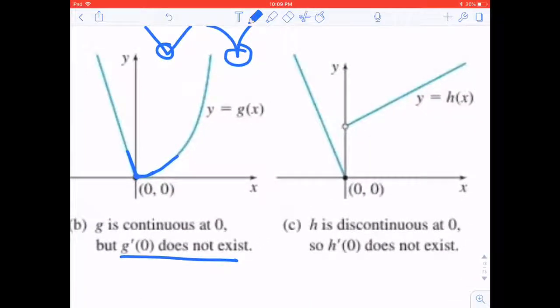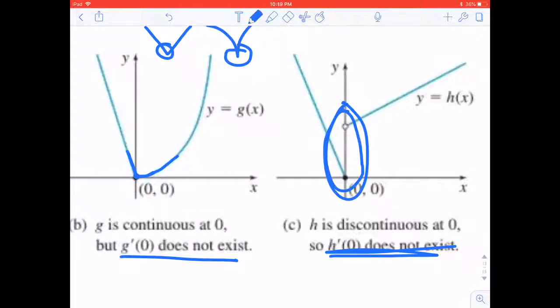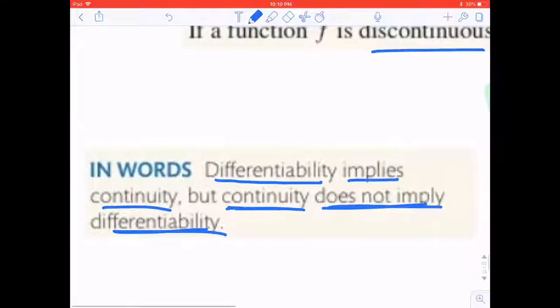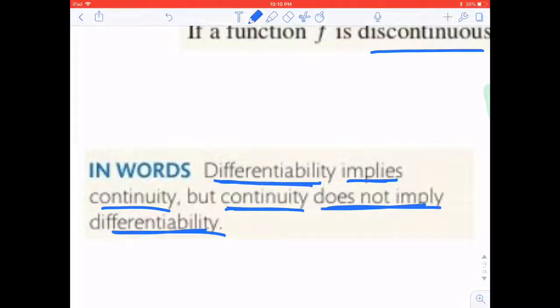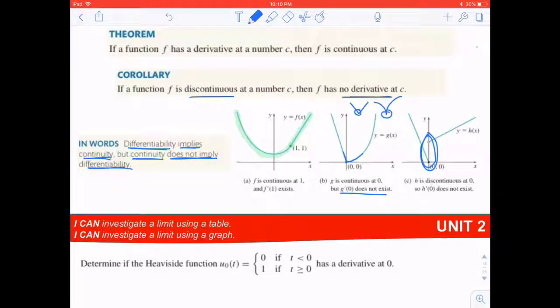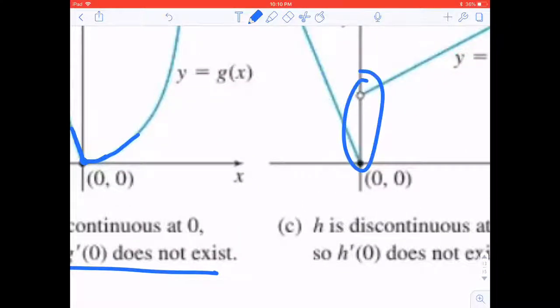Here we have a graph which is obviously discontinuous at that point 0, 0, or at 0 when x is equal to 0. So if it's discontinuous, it automatically does not have a derivative at that point. So it goes back to this idea here. Differentiability implies continuity. If the function is not continuous, or discontinuous, then there's no derivative. Because how are we going to find the slope of something that doesn't exist?